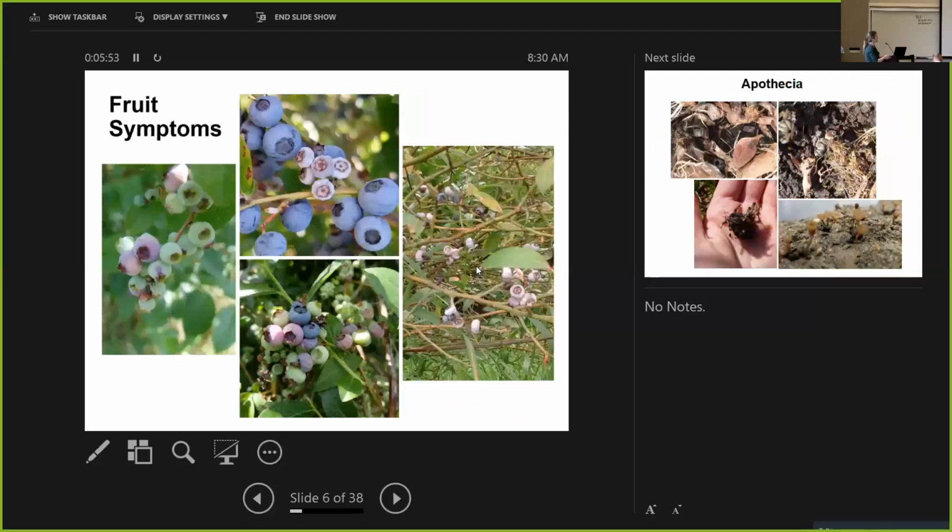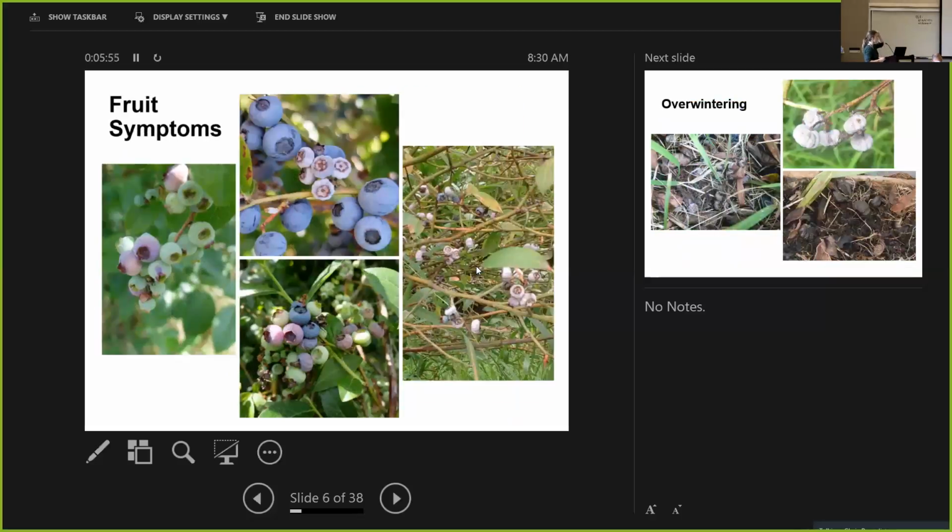Here's an example of how the fruit symptoms look at a later stage. So here you see them turning pink, and they shrivel and turn white, and that's how they appear on the plants at the final stage in the season, when most of the fruit is already harvested.